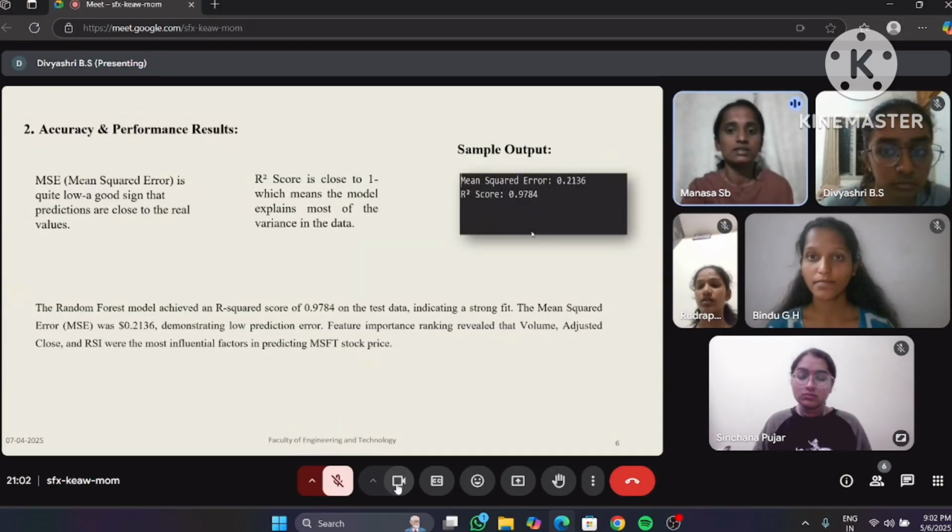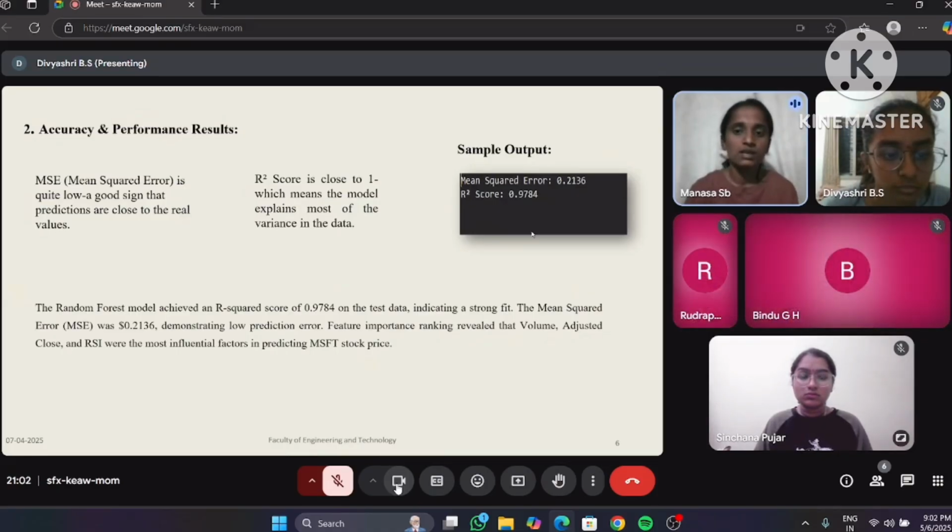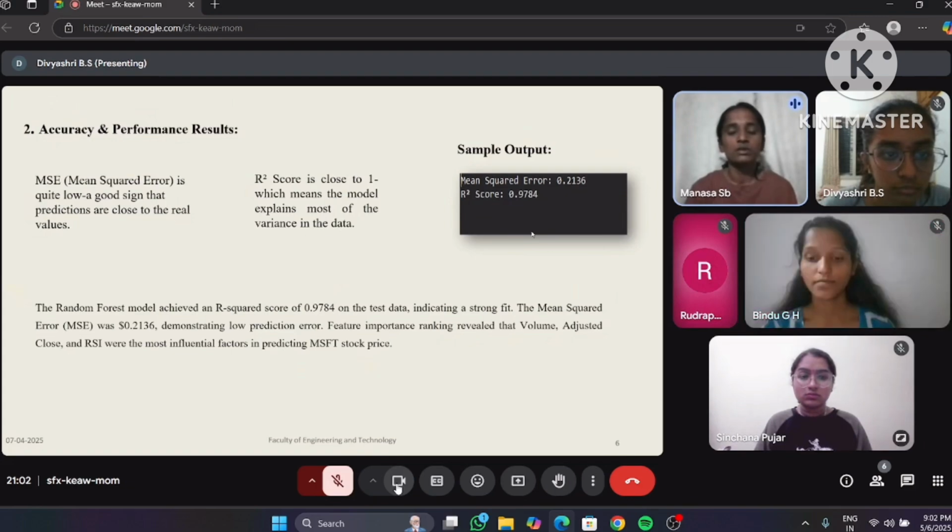Next, we have accuracy and performance results. To evaluate the effectiveness of our predictive model for Microsoft stock prices, we focused on two key performance metrics: mean squared error (MSE) and R squared score. Mean squared error is a common metric used to measure the average squared difference between the actual values and the predicted values by the model. In simple terms, it quantifies how close or far our predictions are from the real stock prices.